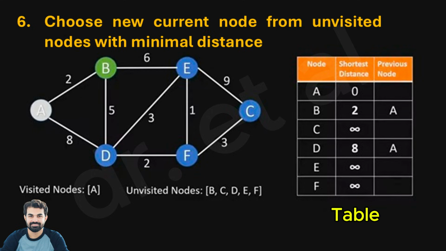To continue, we always select the unvisited node with the smallest current distance. Based on our table, node A has a distance of 0 but has already been visited, while node B is unvisited with a distance of 2 and node D is unvisited with a distance of 8. All other nodes still have a distance of infinity. Since B has the shortest distance among the unvisited nodes, it becomes the current node. From here, we return to step 3 and calculate the distances to all unvisited neighbors of node B.